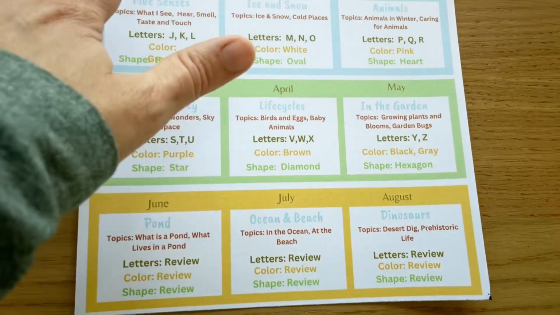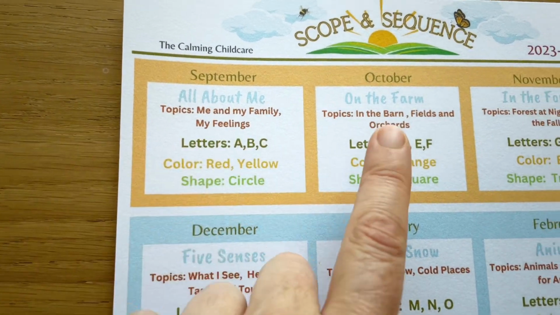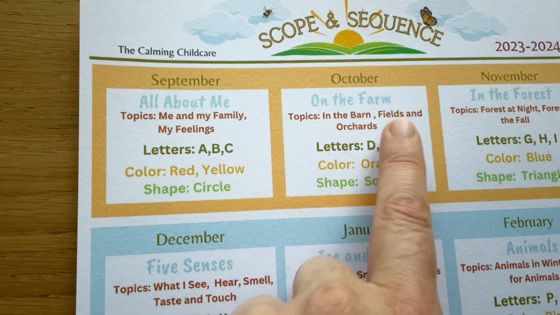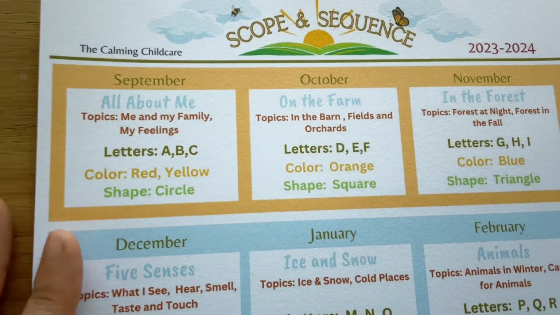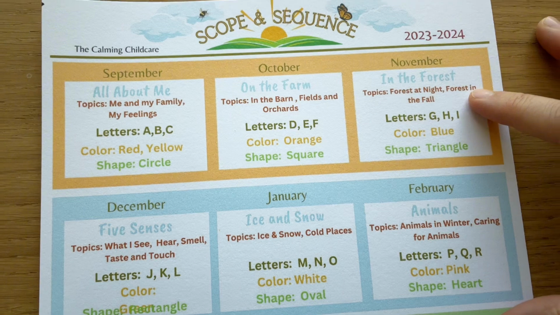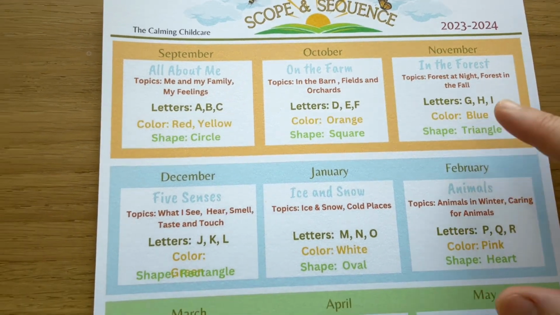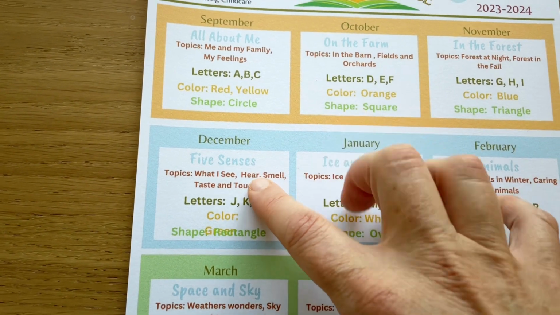So for the fall months, for September, we are going to start out with All About Me, and in that we're going to do Me and My Family and My Feelings. October, we're going to be doing On the Farm, and that's In the Barn, and then Fields and Orchards. November is In the Forest, and within Forest, we've got Forest Nights and Forest in the Fall.